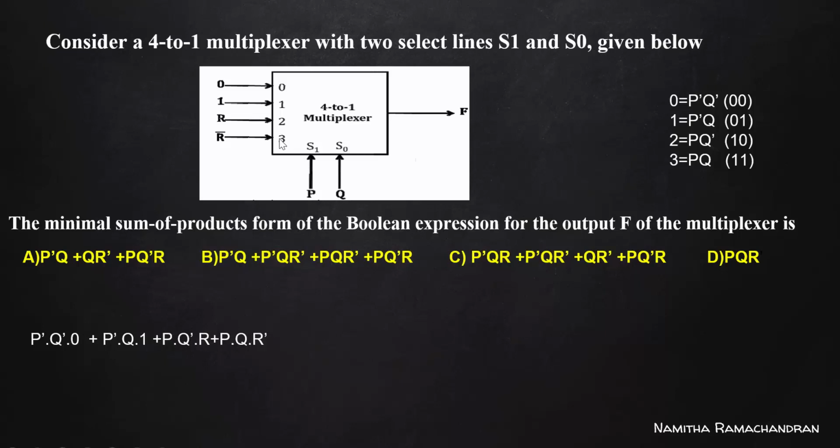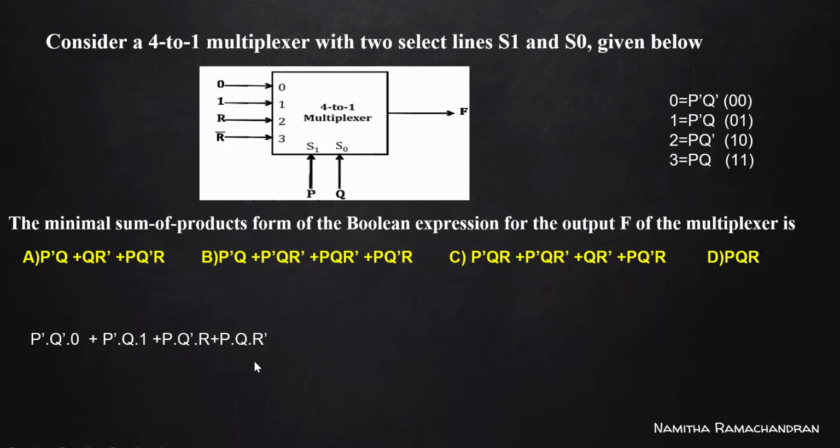And for passing input line 3 to the output, we need the selection value 1, 1. That is P and Q, and input line 3 is connected with the variable R complement. So, P and Q and R complement. Okay, so this is the detailed expression generated directly from the given multiplexer.